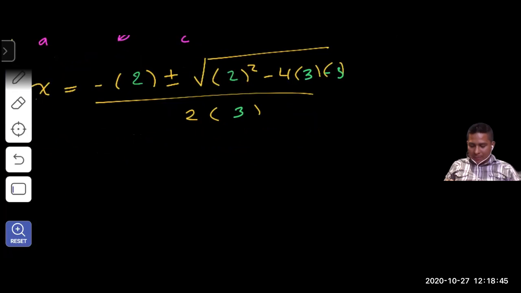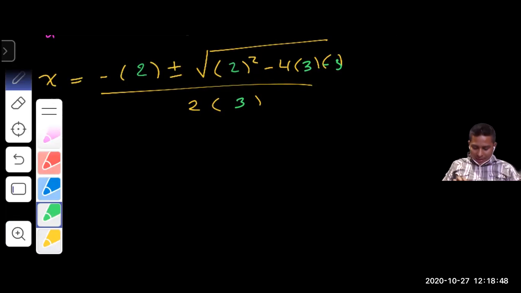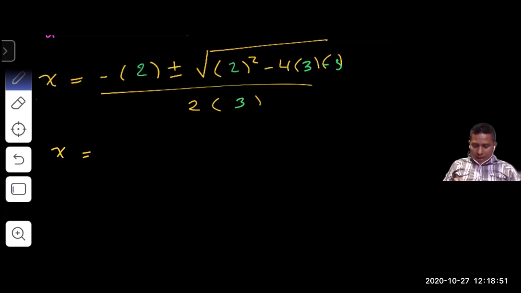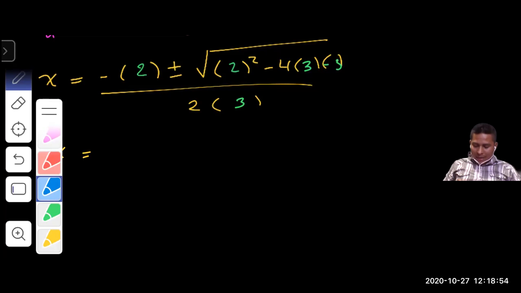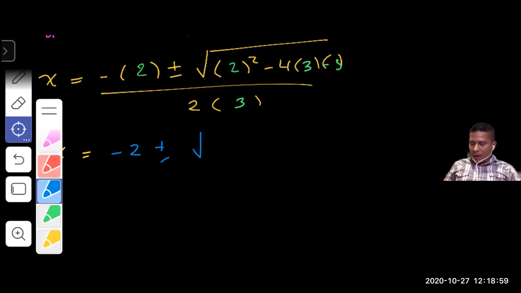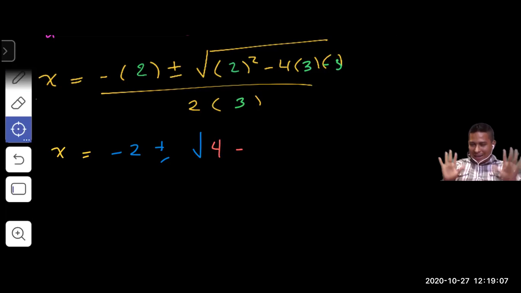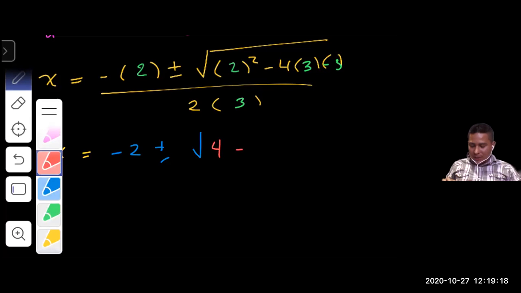Okay, guys, it's time to simplify this out. We're going to repeat the same steps. What I'm going to get here, without the parentheses, is just -2 plus minus. And now the radical. Let's work inside of my radical expression. 2 squared, 2 times 2, is 4, minus 4 times 3 times -3, 4 times 3 is 12, 12 times 3 is 36.